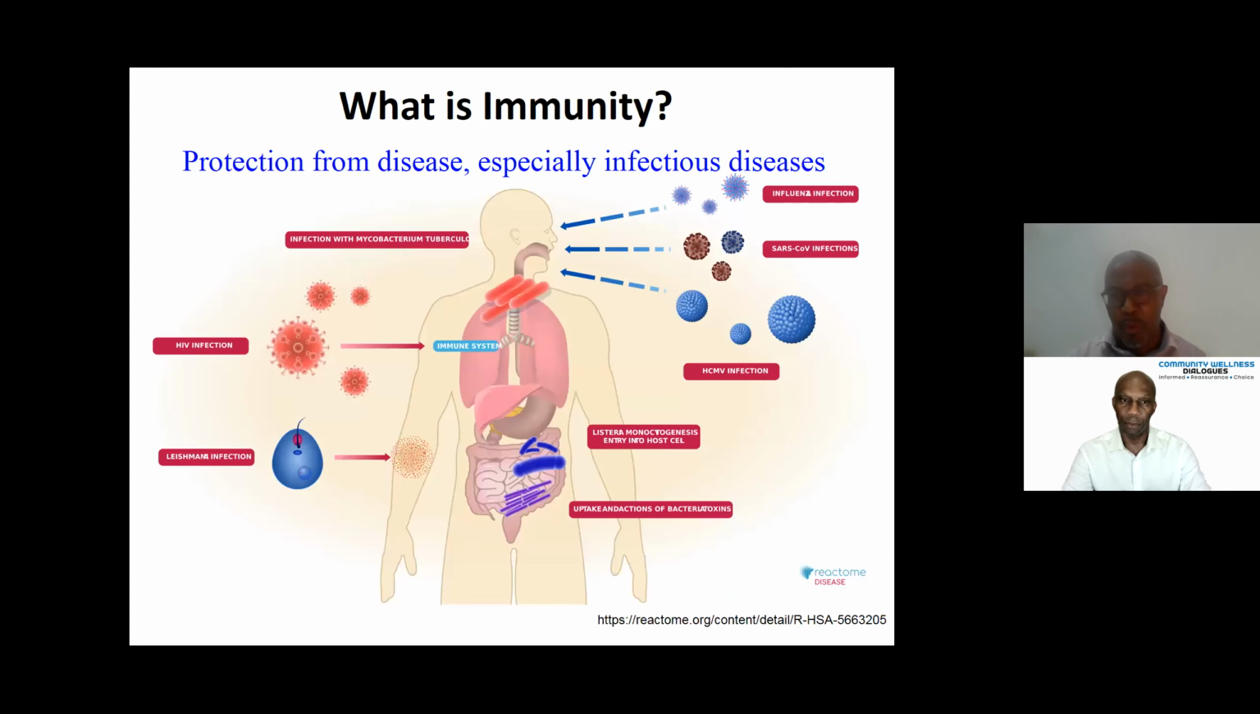So when we talk about immunity and what is immunity, it's really protection from diseases. And our immune system, and I've been studying our immune system for 30 odd years, I think it's a remarkable immune system. Our immune system is really designed to provide protection. And there are what we call various layers.